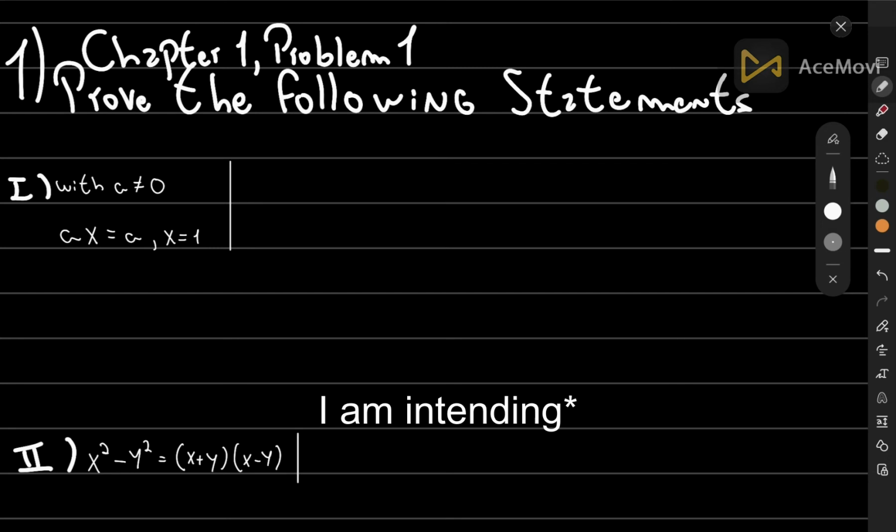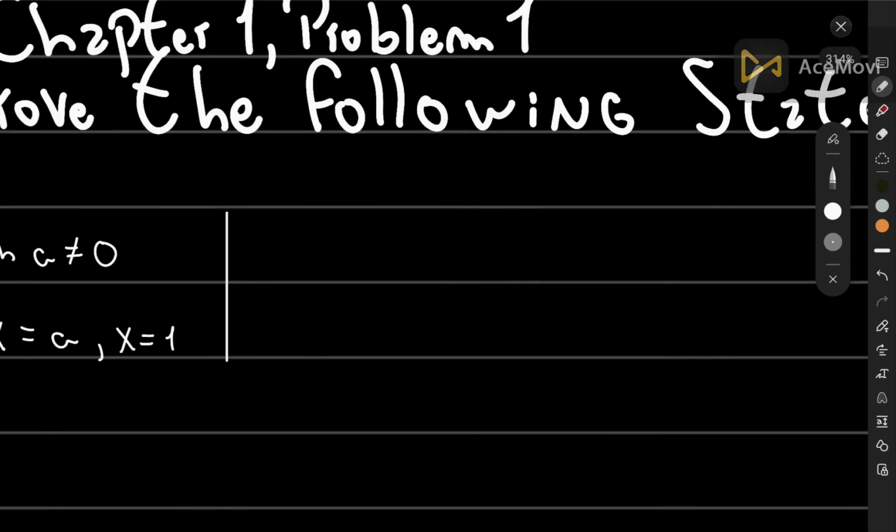The way I'm planning to do these videos is I'll explain some things, do some math, and speed up the video if I find it to be necessary. So the first one is pretty straightforward. With a different than 0, prove that ax equals a implies x equals 1. That's pretty straightforward.